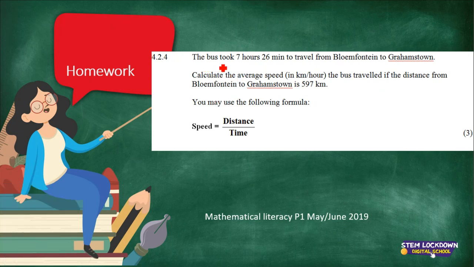Right? It says the bus took 7 hours, 26 minutes. So what is this, learners? This is your time to travel from Bloemfontein to Grahamstown. Obviously those are your two cities. Now calculate the average speed. The speed must be in kilometers per hour. The bus traveled, if the distance from Bloemfontein to Grahamstown is 597 kilometers. So this value represents your distance, right? They say use this formula to calculate your answer.